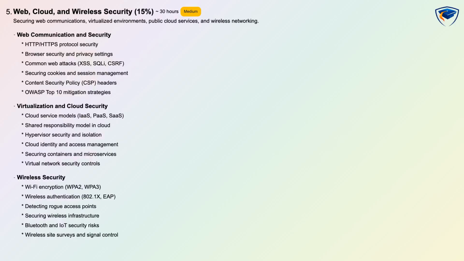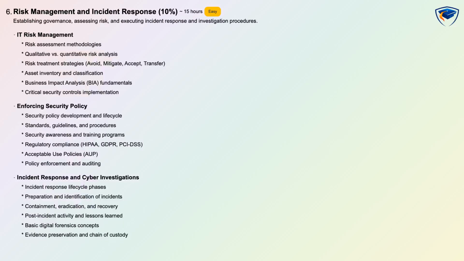The cloud section covers IaaS, PaaS, and SaaS models, the shared responsibility model, hypervisor and container security, and cloud identity and access controls. Wireless topics include WPA2 and WPA3, 802.1x authentication, detecting rogue access points, and securing Bluetooth and IoT devices. Risk management and incident response is 10%, easy difficulty, with an estimated 15 hours and conceptual plus scenario assessment.